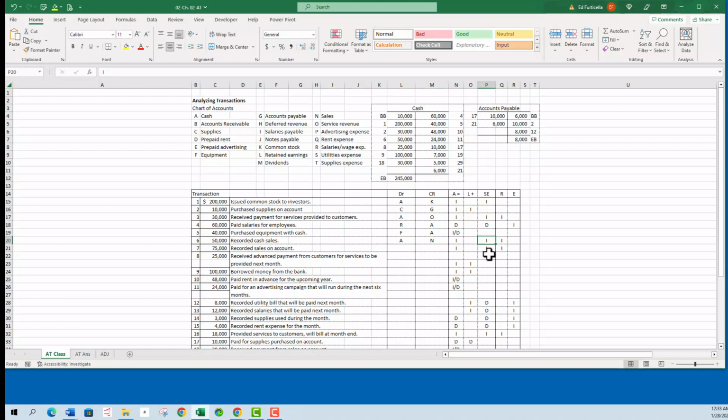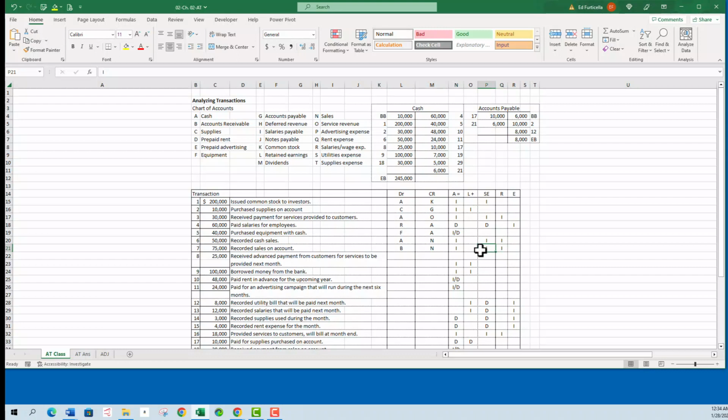Record sales on account, number 7. Now, we still sell goods to our customers, but this time they don't pay us. They owe us, so we debit B, accounts receivable. Accounts receivable is an asset and represents what customers owe us. We're going to debit that because it's increasing, and we're going to credit sales because sales is a revenue and the increased side is the credit side. Again, what we'll do is we'll increase our assets. We're increasing our stockholders' equity because any increase in revenue causes stockholders' equity to go up.